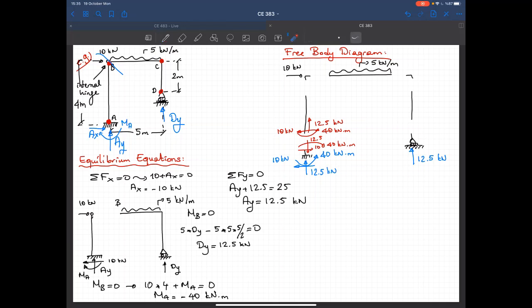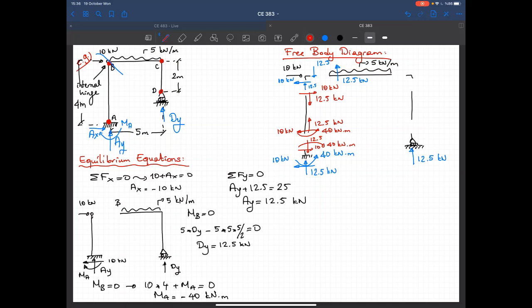Now I'm writing the equilibrium equations for this member. In that case, I have 12.5 kilonewtons, 10 kilonewtons, and we know that moment is equal to 0. Transfer them to node B. I got 10 kilonewton and 12.5 here. These two 10 kilonewtons, they cancel each other. I got 12.5, and here 12.5 kilonewtons.